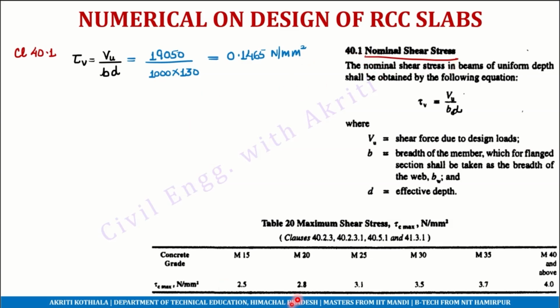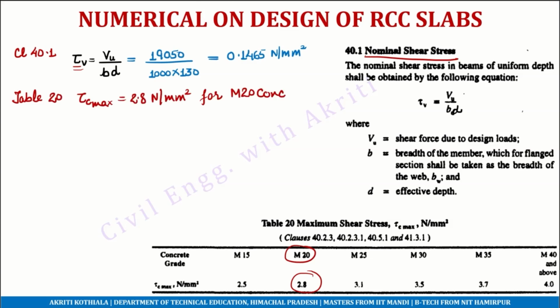We have to check it with the maximum shear stress. For M20 concrete, the maximum tau C max, which is permissible by table 20, is 2.8. So we have to check if our nominal shear stress is less than that or not. Since tau B, that is 0.1465, is less than tau C max, that is 2.8, our value is safe and can be used for further calculation. Otherwise, we would have to redesign.